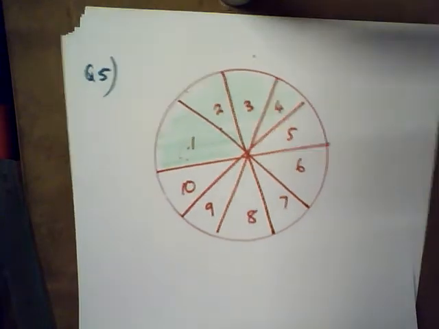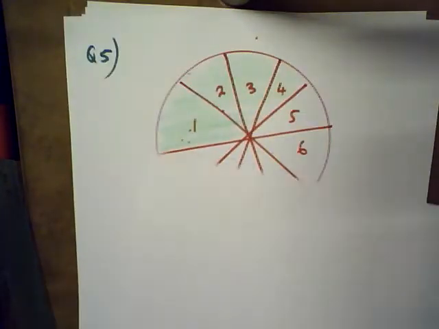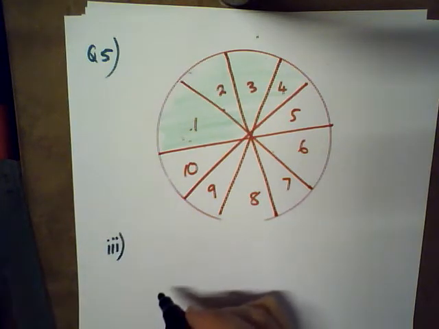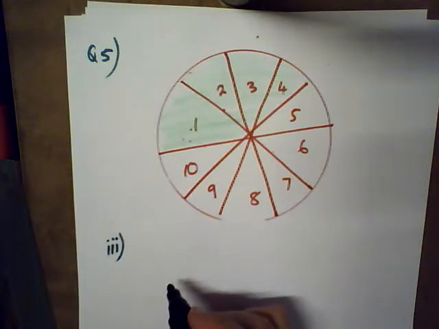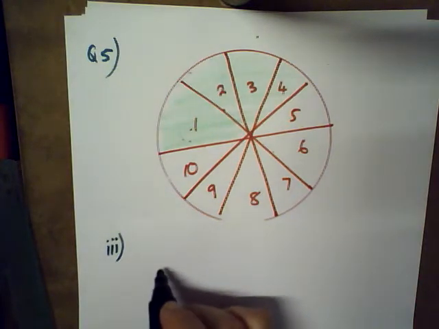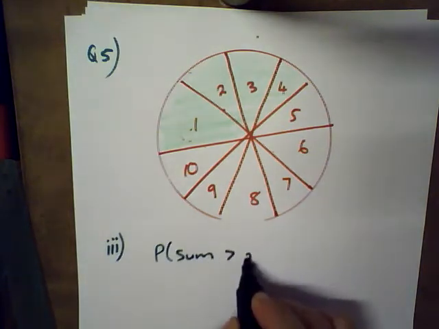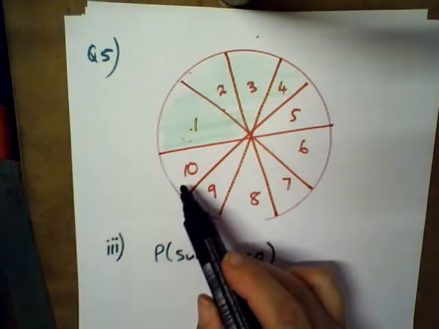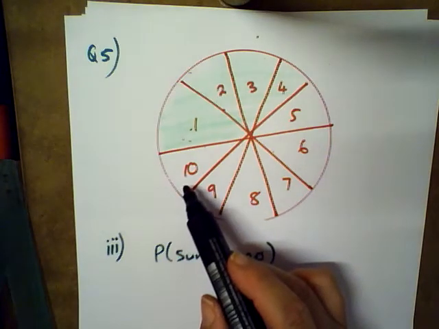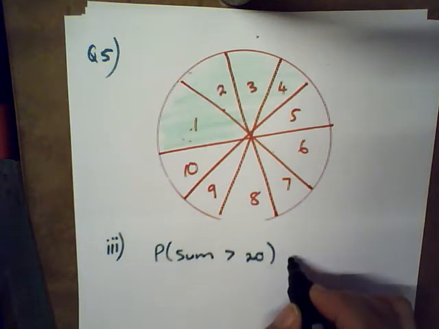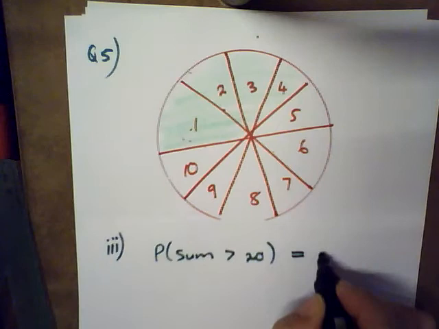With that, number 2 is done. Let's continue with the 3 dots. Okay, the sum of the numbers in the 2 sectors is greater than 20. So the probability that the sum of the numbers must be greater than 20. We only have up to 10. So 10 plus 10 would only give us 20. This is not greater than 20. So the probability of getting that would be equal to 0.